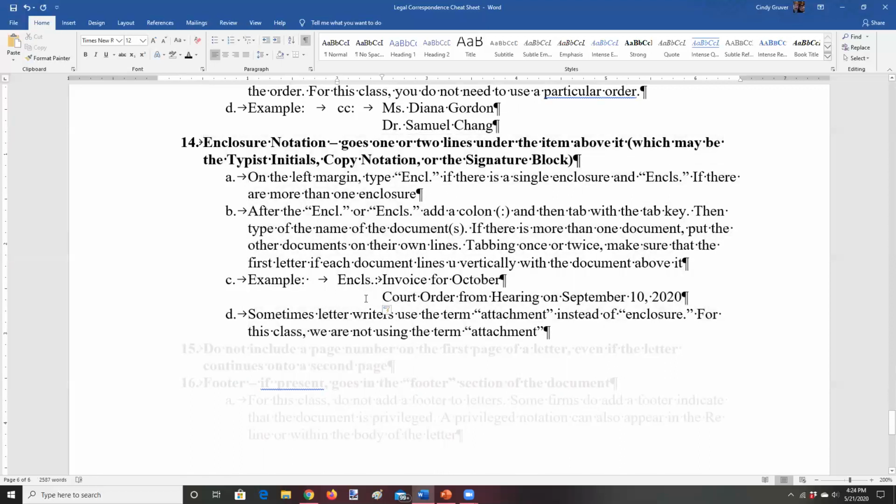Here, actually, I have a typo. That one. And so if the document has a formal name, then you're going to give that name, obviously, but sometimes you're just going to describe the document. And so you're going to list them. So this is an example of how that might look.